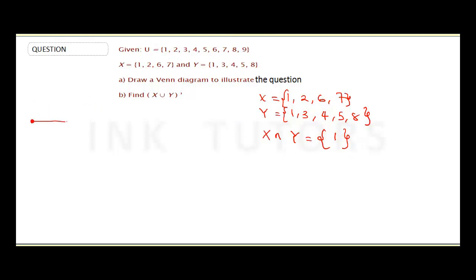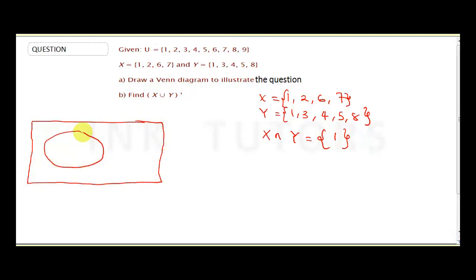So at this point, I can draw my rectangle. Then I can draw my circles. This is my X variable. This is my Y. Now, remember our X intersection Y is going to be 1. Now, what other elements do we have in X? We have 2, 6, and 7. So 2, 6, and 7 are going to be in X.